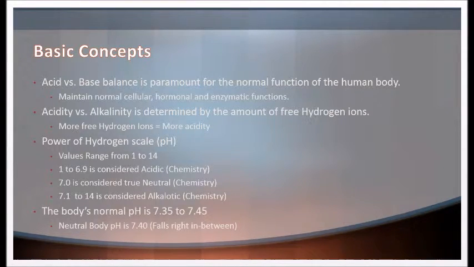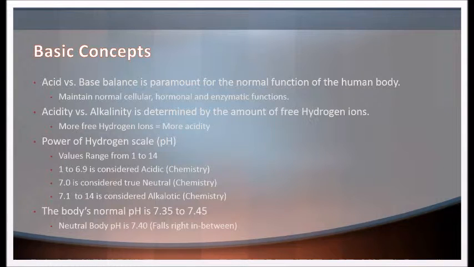So acidity and alkalinity are determined by the amount of free hydrogen ions. Usually more hydrogen ions is an indication of more acidity. We will be using the pH scale, which stands for the power of hydrogen. This comes from the chemistry side, and it is a scale that ranges from 1 to 14. So 7 is the true neutral, 1 to 6.9 is considered to be acidic, and 7.1 to 14 is considered to be alkalotic.